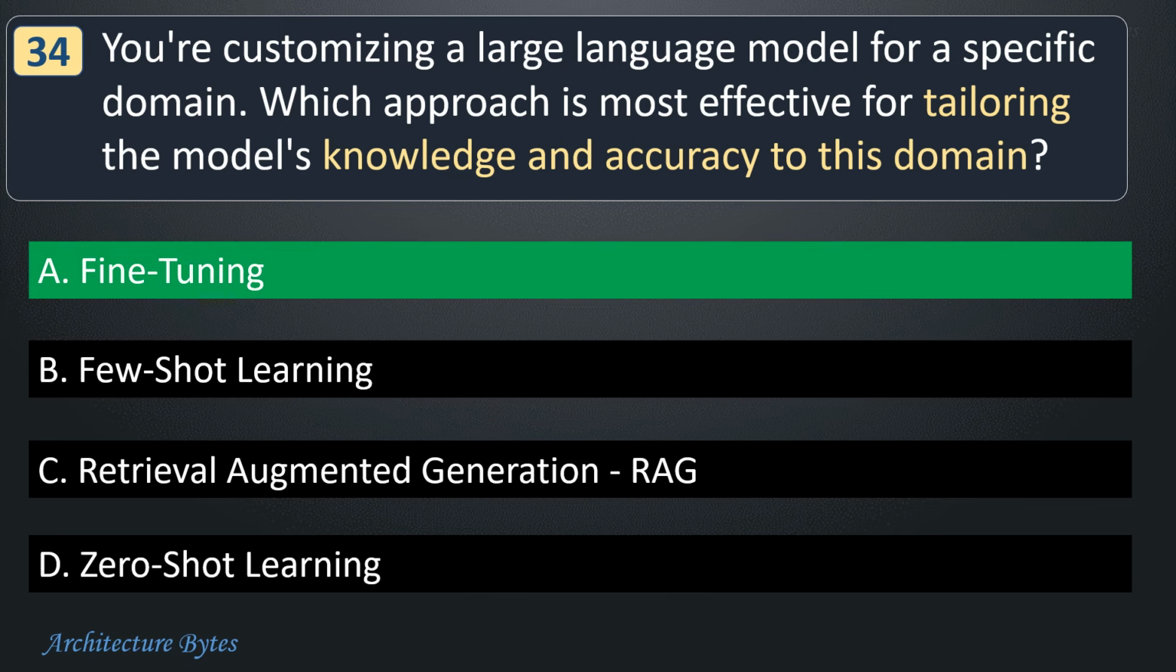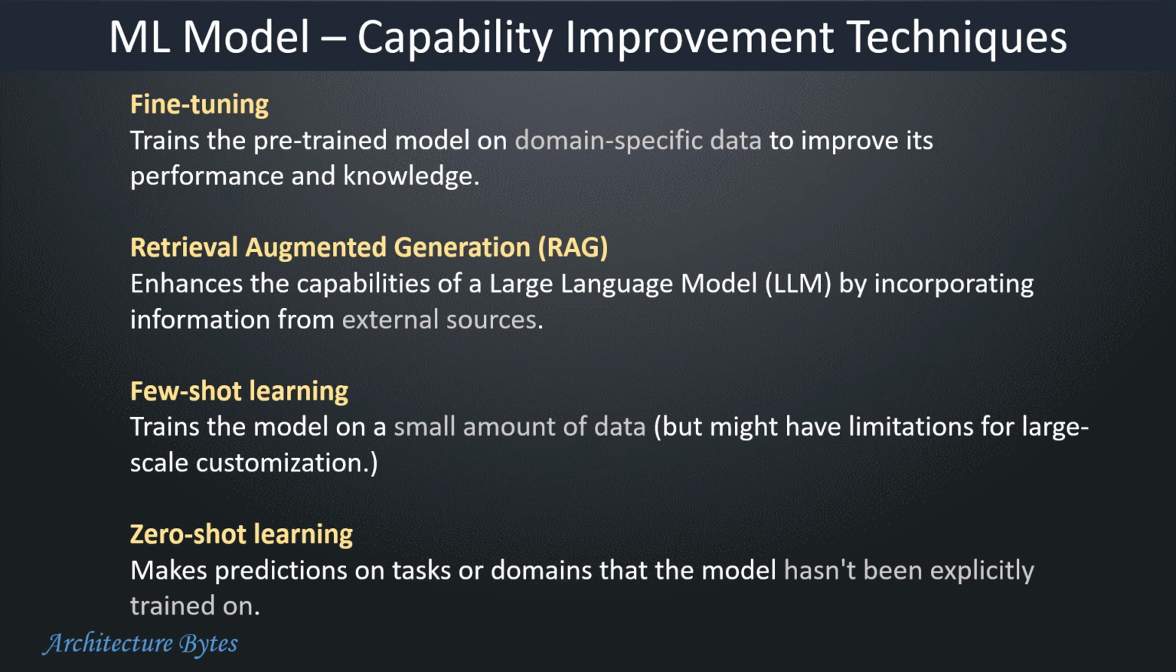Option A, fine-tuning is the right answer here. Here we train the pre-trained model on domain-specific data to improve its performance and knowledge with respect to that domain. Retrieval augmented generation or RAG enhances the capabilities of a large language model by incorporating information from external sources. Few-shot learning trains the model on a small amount of data. Zero-shot learning makes predictions on tasks or domains that the model hasn't been explicitly trained on.